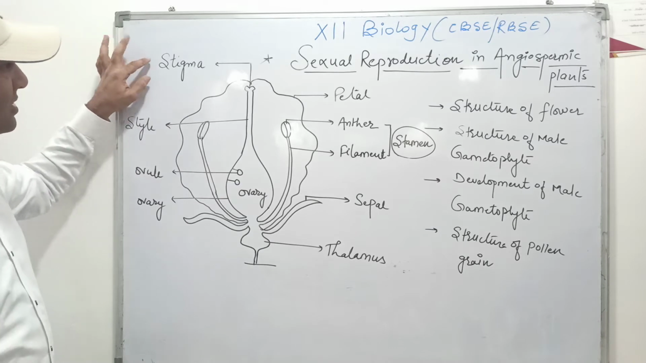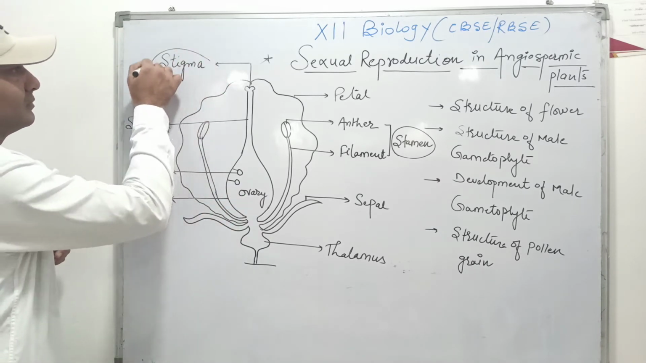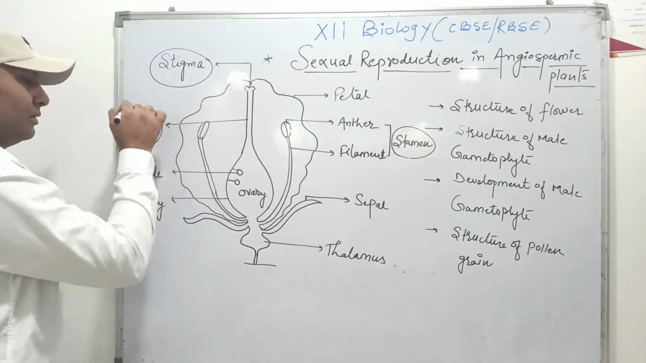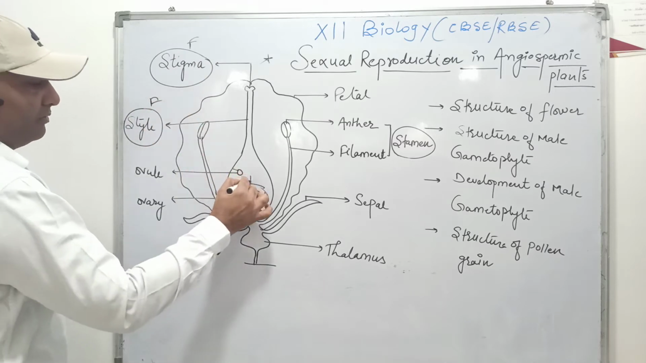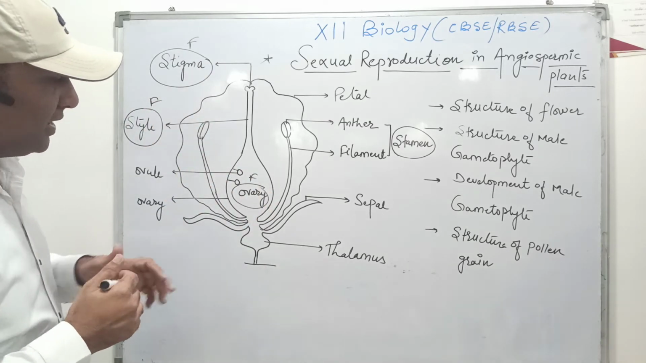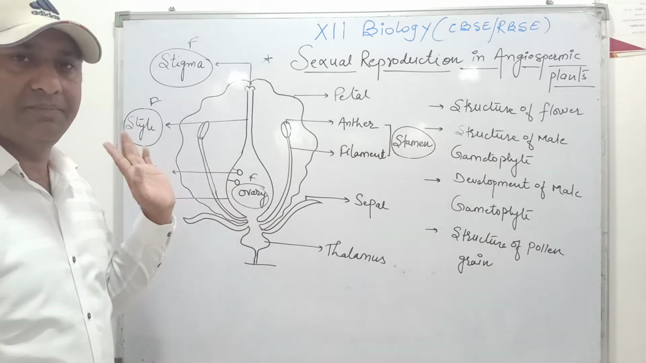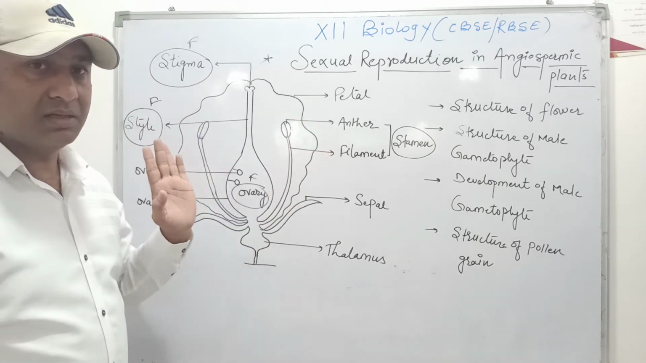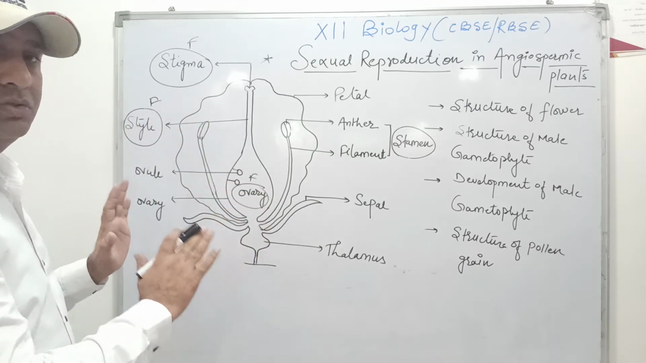The female reproductive system consists of stigma, style and then ovary. These three structures are called the female reproductive part. So the female reproductive part, or the carpel, consists of stigma, style and then ovary in angiosperm plants. Clear? So these are the main reproductive structures.